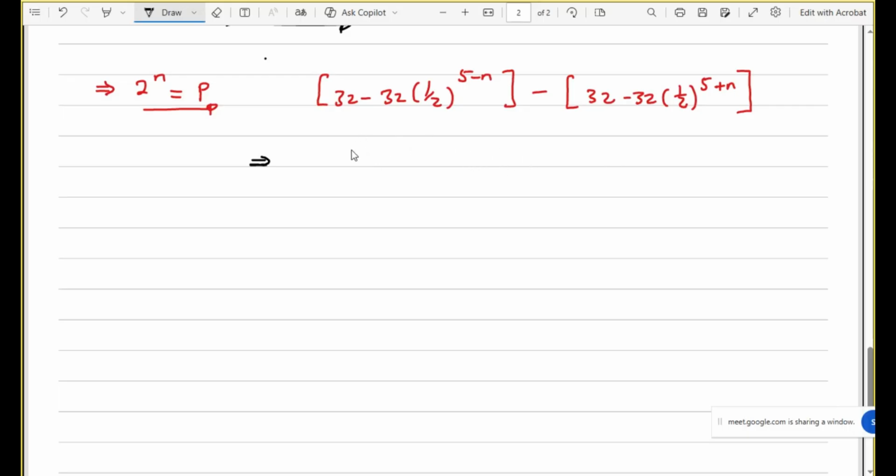So now to solve this, I'm just going to write everything to the power. Okay, so this is 32 minus this 32. I need to combine these two so that everything is to base 2. So this will be 2 to the minus 1. I change that, and this I write as 2 to the power 5. But we know that this one is to the power 5 minus n. Everything is subtract.